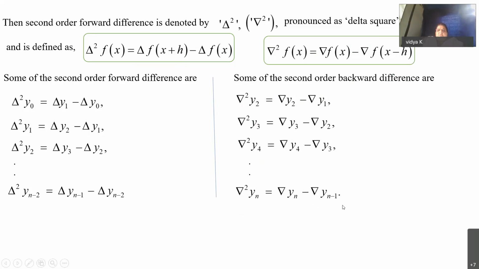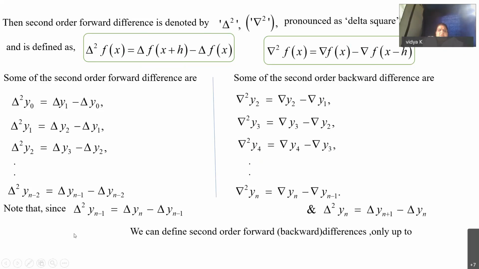The last values here exist; only the first two values are missing. Again, I have mentioned why it is so. I hope you understand. I don't want to repeat the narration there. So I move on to the next slide.